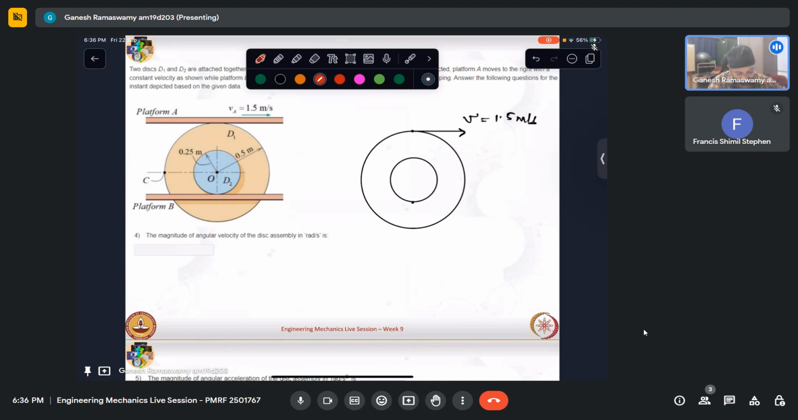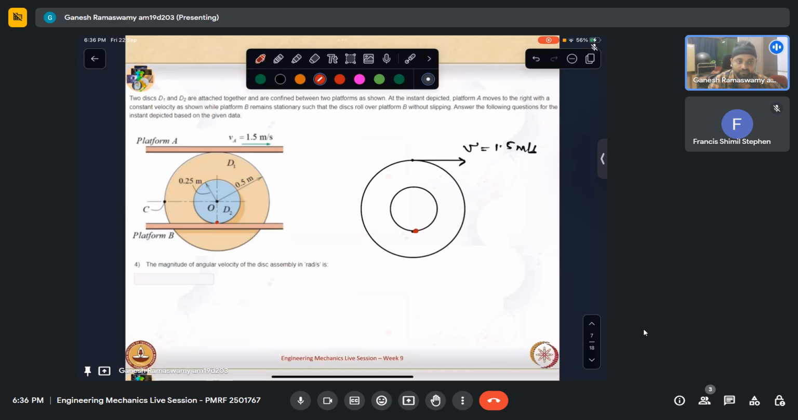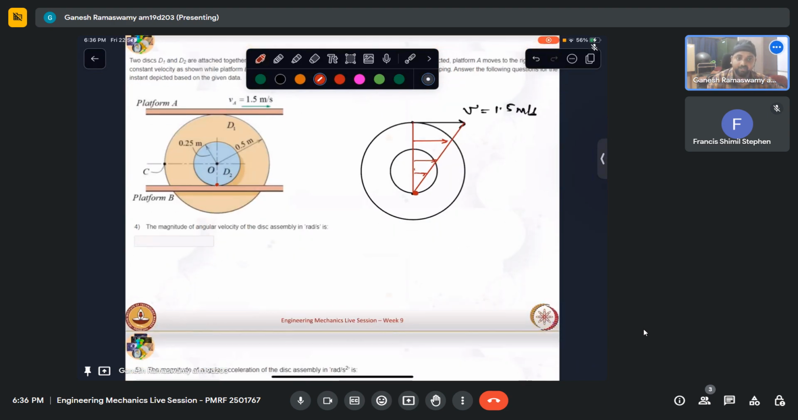Another thing it says is that the disk rolls over platform B without slipping. In such a case, I know that this point is having zero velocity. So if I were to join it like that, this is behaving like the instantaneous center of rotation. In such a case, the variation of angular velocity is like that. The variation of linear velocity is like that by virtue of this rotation.